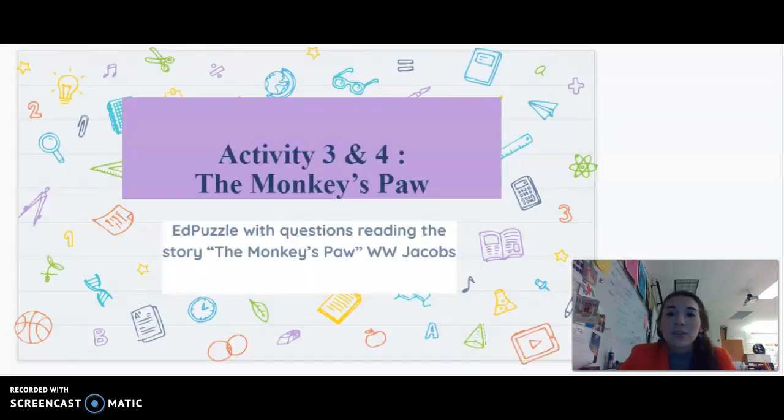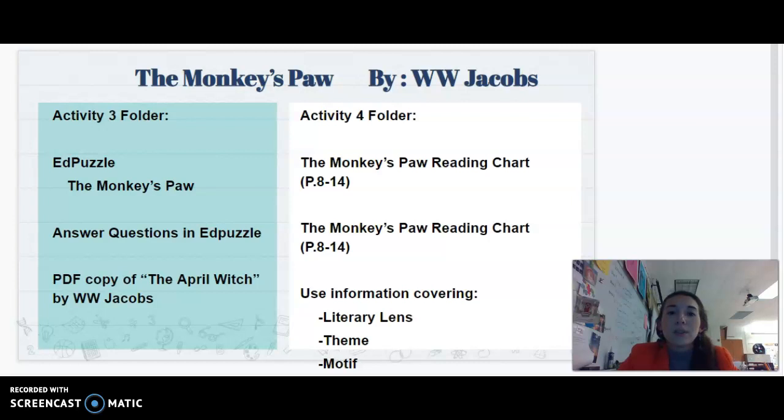Alrighty, Activities 3 and 4 is our second story for the week, which is The Monkey's Paw. We are also doing this one through Edpuzzle. The Monkey's Paw is written by W.W. Jacobs. It is an audio Edpuzzle that has questions in it. You must answer the questions in Edpuzzle. There will be a PDF copy also linked of The Monkey's Paw.